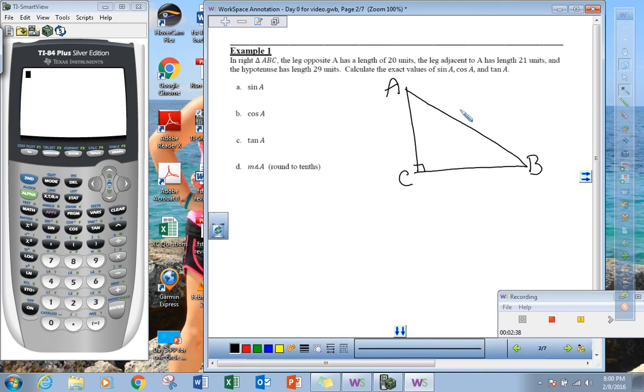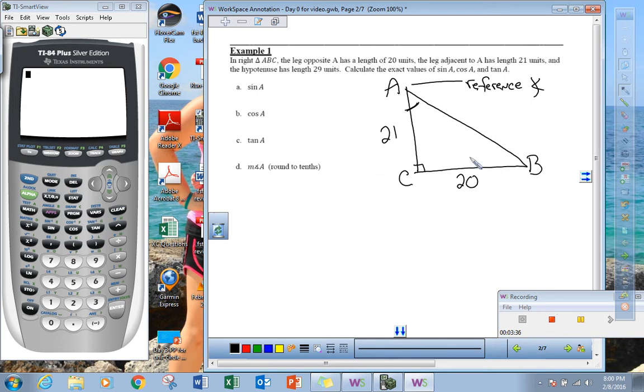Now let me go in and fill out what I got. The leg opposite angle A. So we're going to be talking about angle A. Angle A right now becomes my reference angle. That's where we're going to talk from. The leg opposite A has a length of 20. So I'm going to shoot across from A, and that's 20. The leg adjacent to A has a length of 21. We have to remember what adjacent is. This guy over here is the hypotenuse, so he can't be the adjacent, so that must be my adjacent.